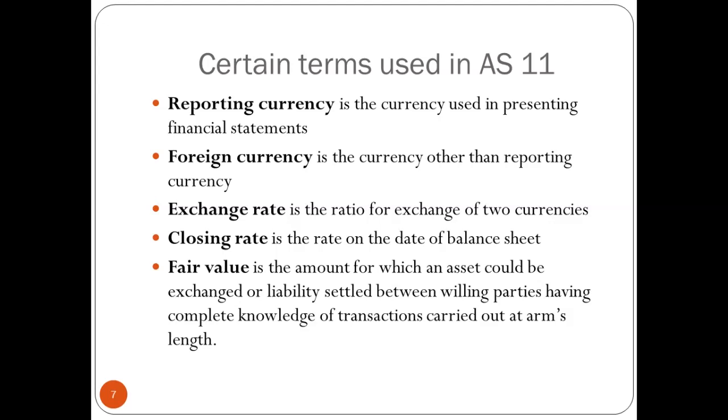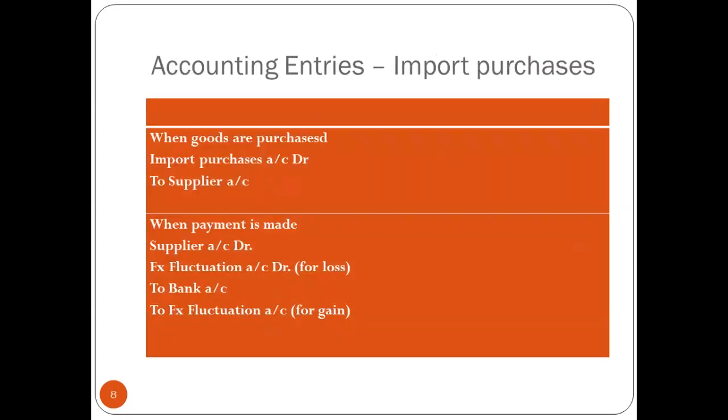And a fair value is the amount for which an asset could be exchanged or liability settled between willing parties having complete knowledge of transactions carried out at arm's length. This principle, fair value principle, is applied when you want to consider the value of non-monetary items like closing stock. So when we apply AS 11, these are some of the technical terms that are often used in understanding AS 11. With this, we begin with the accounting entries for such kind of transactions.